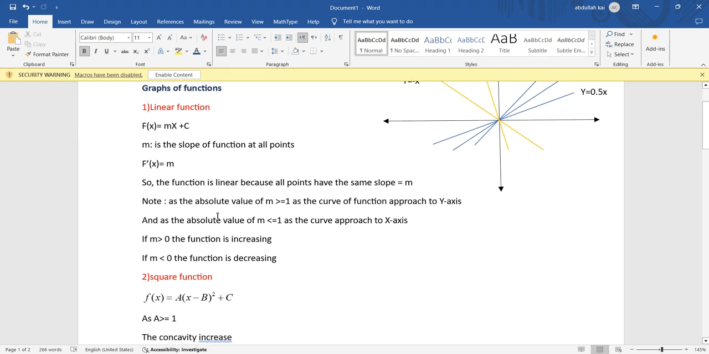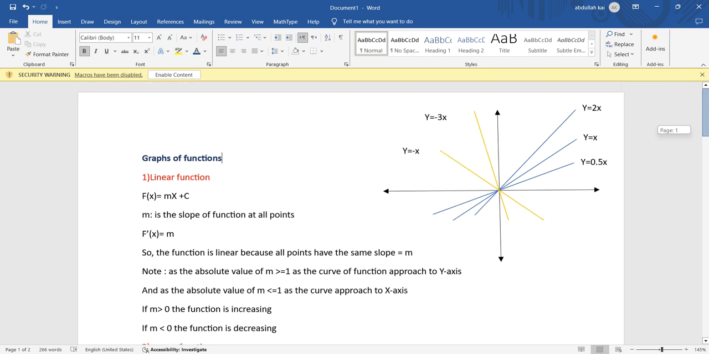Note, as for the absolute value of m, you know m may be minus, maybe plus. If the absolute value of m is larger than 1, the curve of the function approaches the y-axis. Let's see this function. This one, y equals 2x, so m equals 2 here. So the slope equals 2. As m increases, this function is gonna approach the y-axis, to this axis.